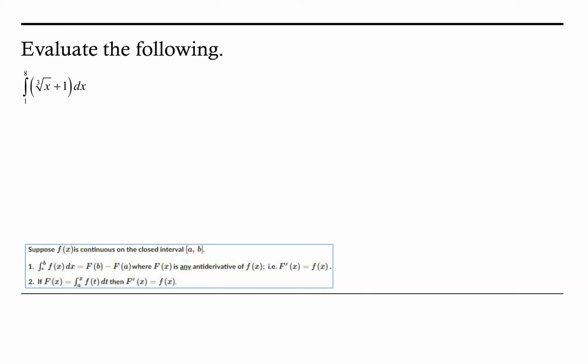Welcome! Let's take a look at using the fundamental theorem of calculus to help us evaluate a definite integral. In this case, we have the integral from 1 to 8 of the cube root of x plus 1 dx.